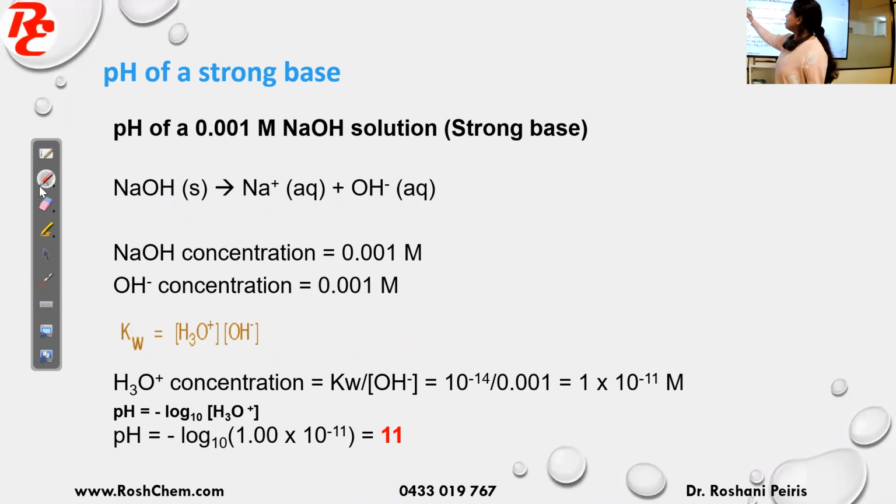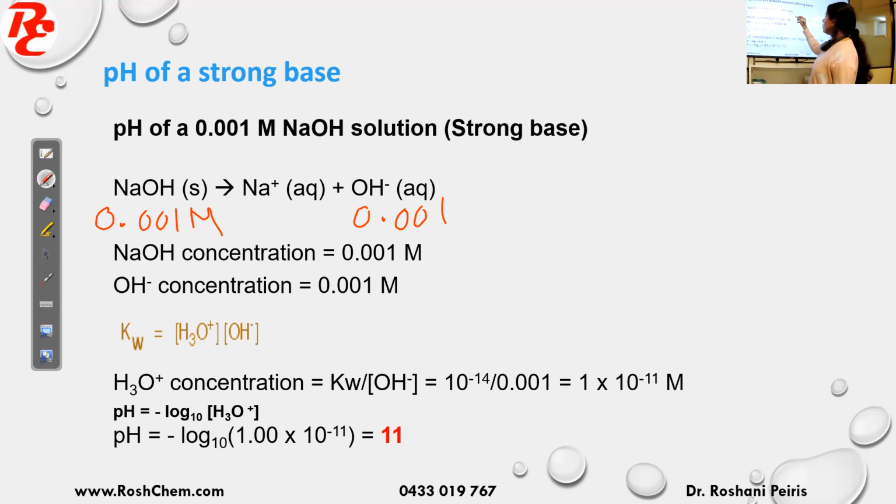Now what information do I have? I have the concentration of NaOH as 0.001 molar. Therefore, the OH- concentration is also the same because it's a 1-to-1 ratio. Now to find the pH, I need the H3O+. So to find the H3O+, I can use the Kw equation.